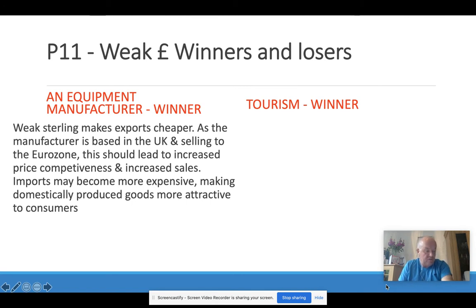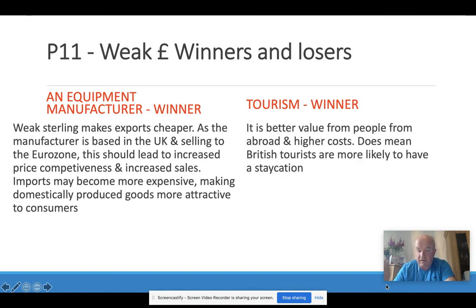Okay, so second example then, tourism. Tourism is going to be a winner. Hotels in London and Winchester, and the reason for that is that effectively it's better value for people from abroad and higher costs. So that effectively means that if we've got a fall in the value of sterling, people are going to get cheaper holidays, and they're going to come over to us as opposed to staying at home.